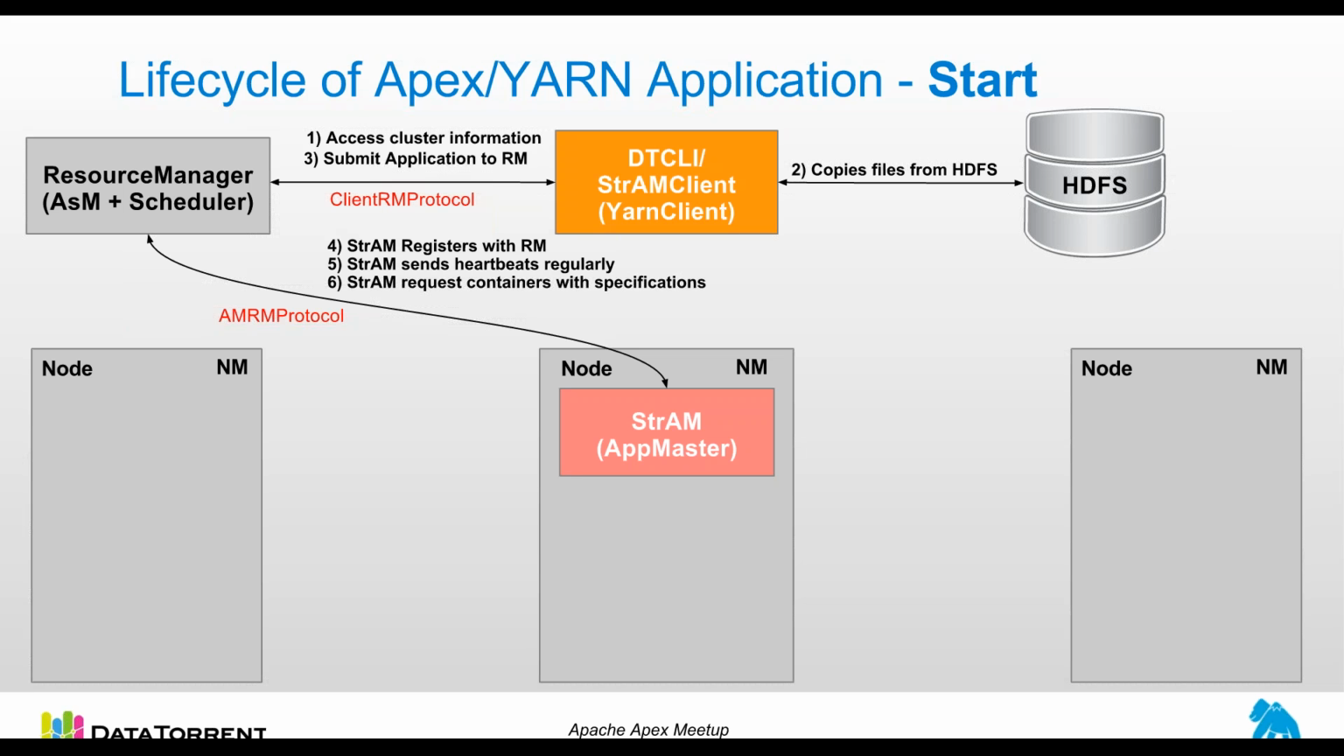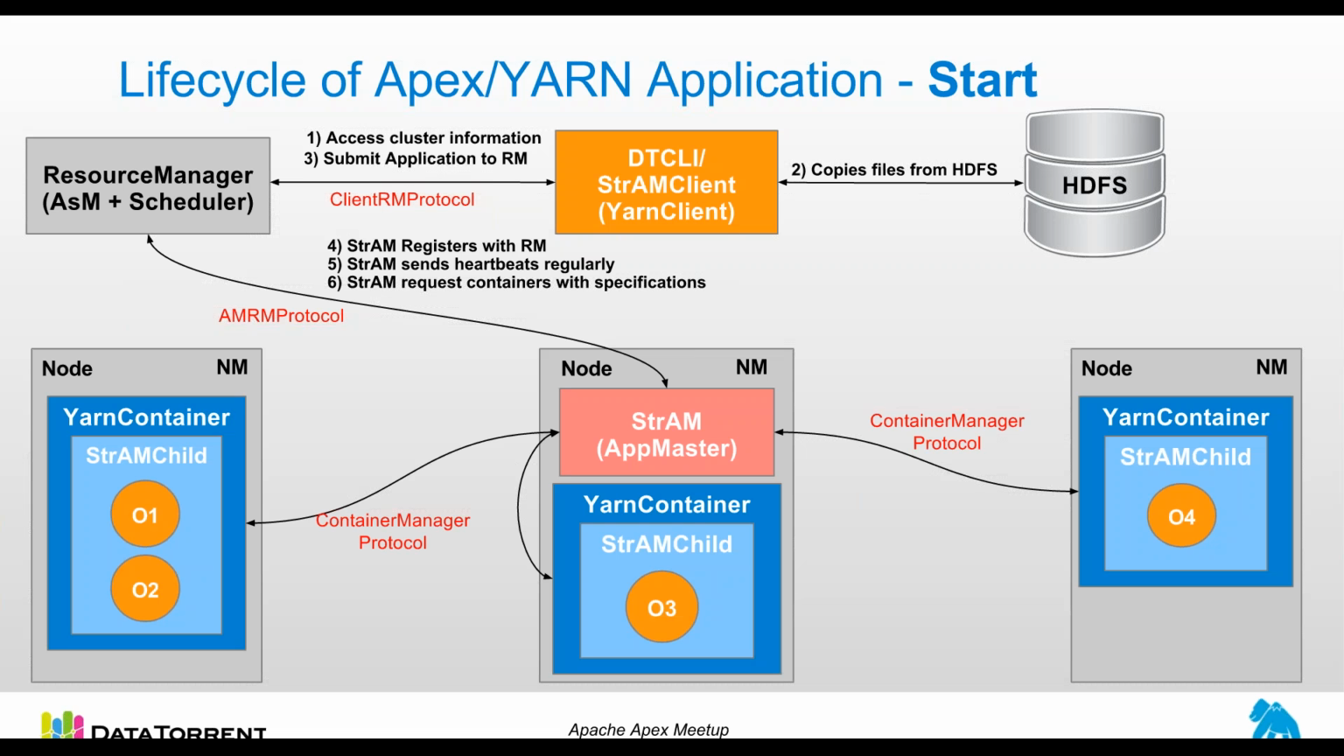Next, now that StrAM is launched, it is time for launching the various different StrAMChild. For that purpose, StrAM requests the resources from the resource manager. And when the resources are received, StrAM communicates with all the different node managers wherever the resources are received, and the YARN containers are deployed. Initially, when YARN containers get deployed, they basically start with a command for StrAMChild. There is no O1, O2, O3, O4 present initially.